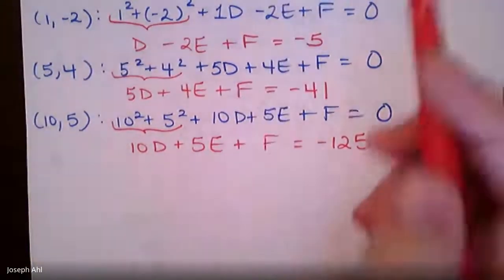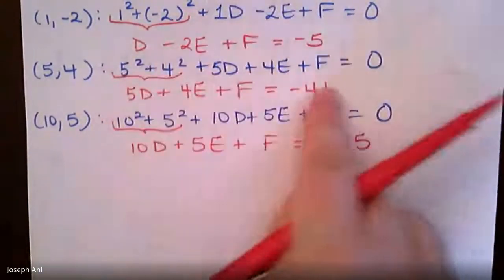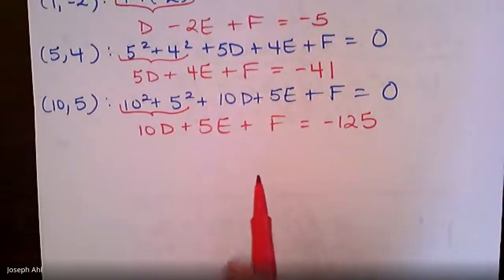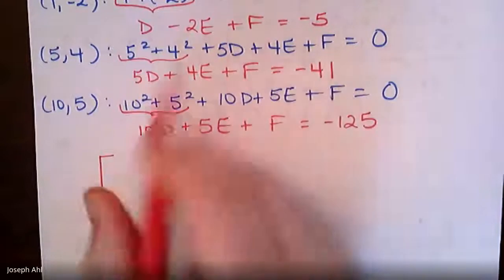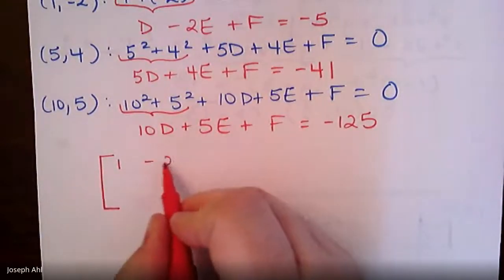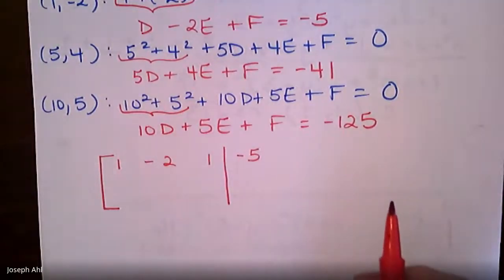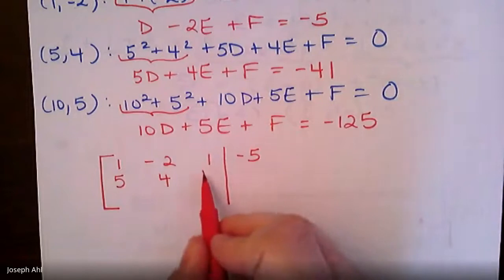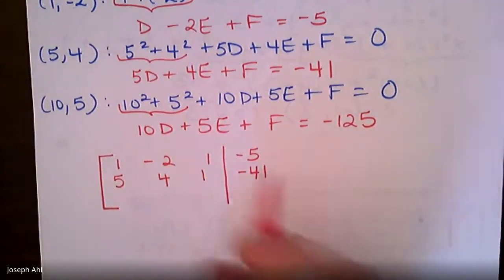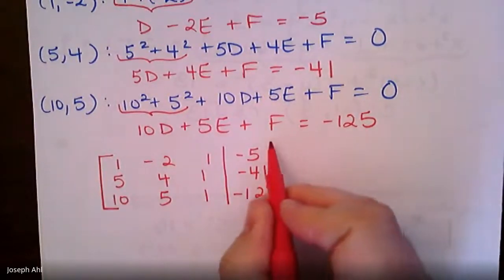And I'll tell you what we're going to do: I'm going to create an augmented matrix that has the coefficients of each of these equations. The way we're going to write that down is the first row would be the coefficients of this equation, 1, -2, 1. I'm going to draw my wall and put a -5 on the other side. The next row would be 5, 4, 1, and -41. Last row, 10, 5, 1, -125.